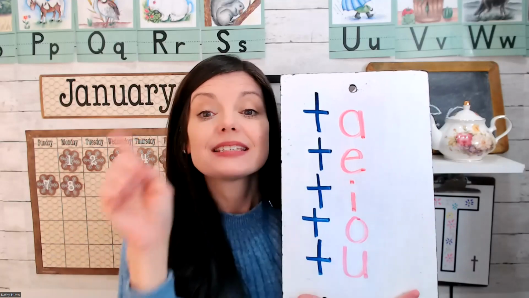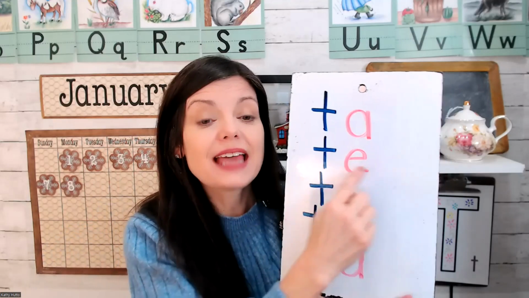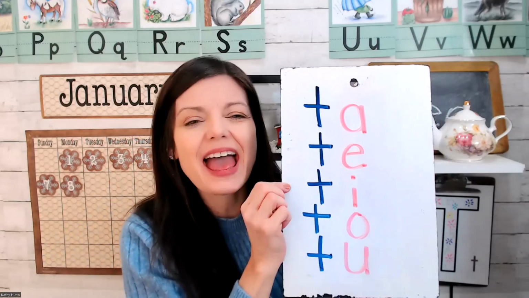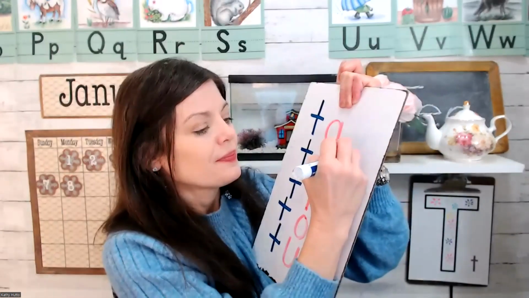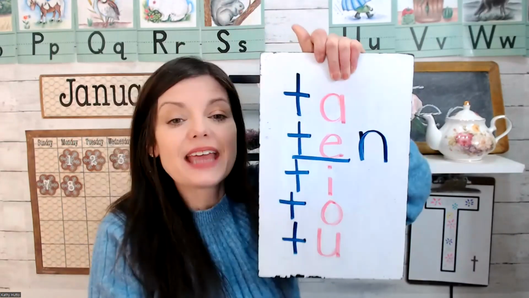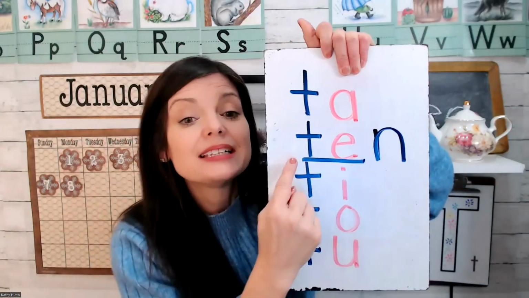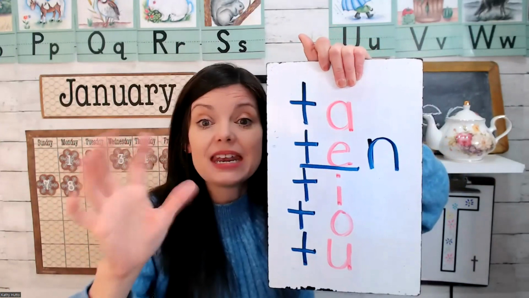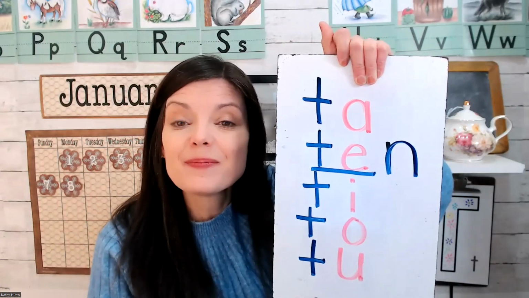T-E. Te. Let's put an N at the end. Let's try to read a real word here. Te. And I know that N says n. Te, n. Ten. Ten. Like number 10.